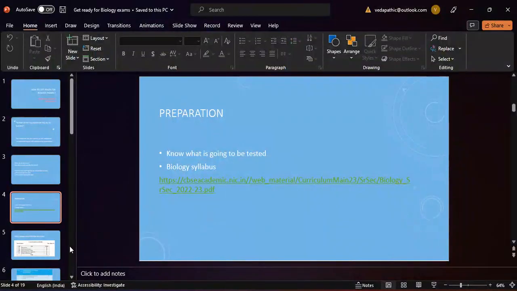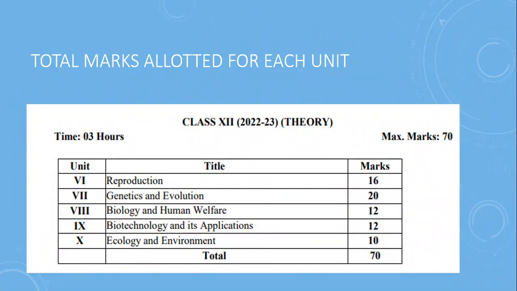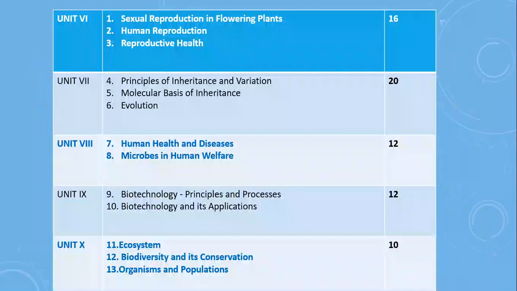What else does the syllabus tell you? It talks about the unit-wise distribution of marks. Now, how can you gain from this knowledge? You can see that unit 7 has got the maximum distribution compared to unit 8 and 10. So when you see further, the syllabus has 3 chapters allotted in unit 6, 3 chapters allotted in unit 7. Unit 8 has got 2 chapters, unit 9 with 2 chapters, and unit 10 3 chapters.